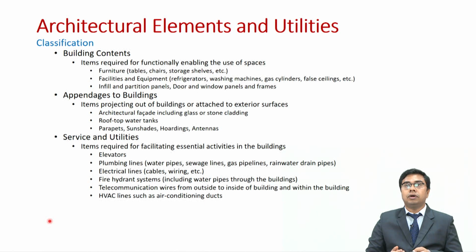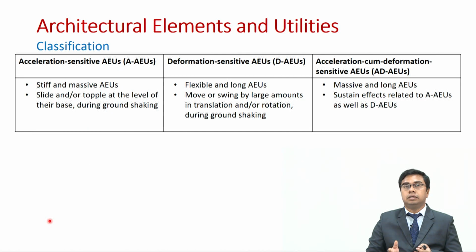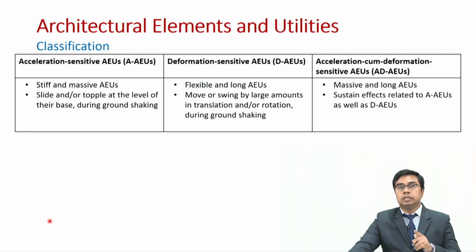Now let us classify it in an engineered manner. So what will an engineer think? It will depend on the behavior of these elements. For example, if you have a stiff and massive AEU, I will write architectural elements and utilities as AEU. So this terminology is from IS 1893 2025.